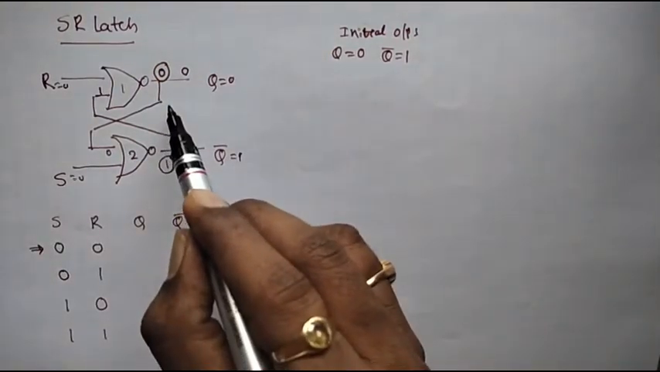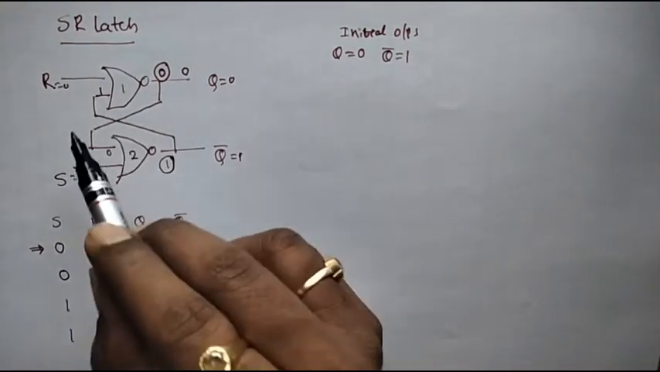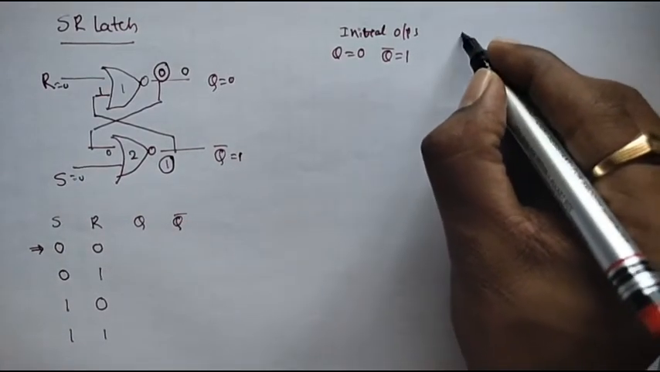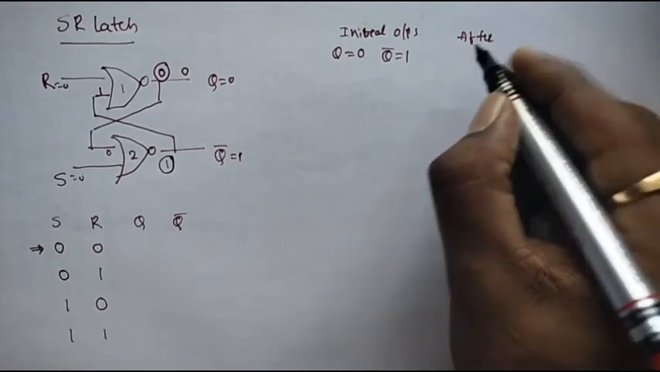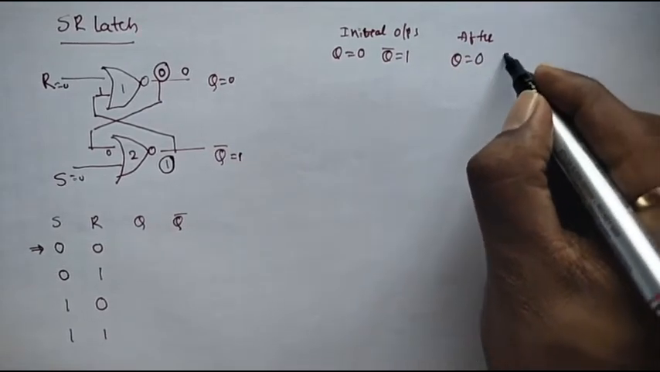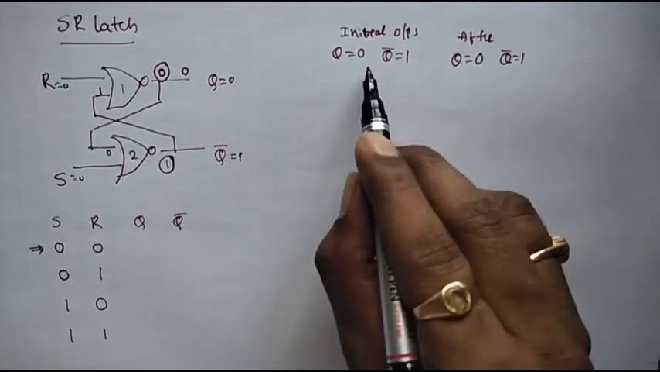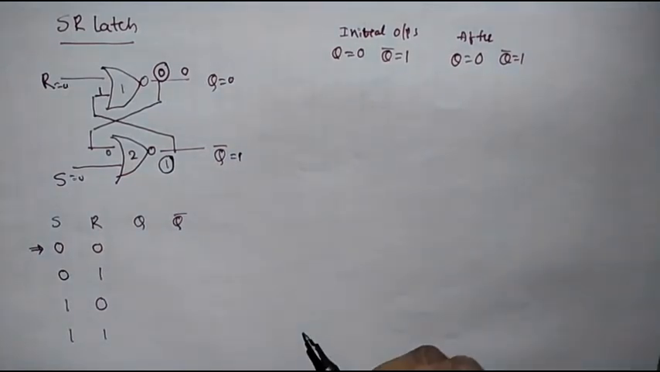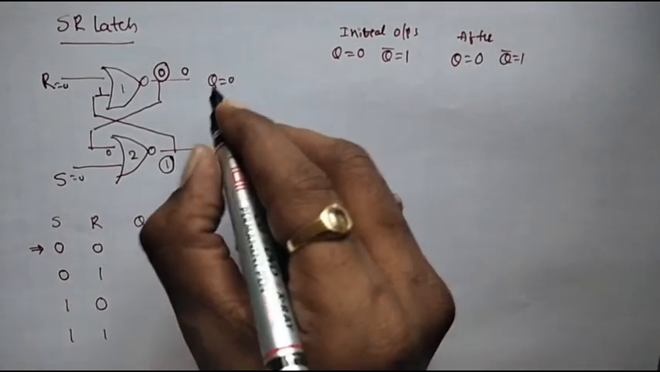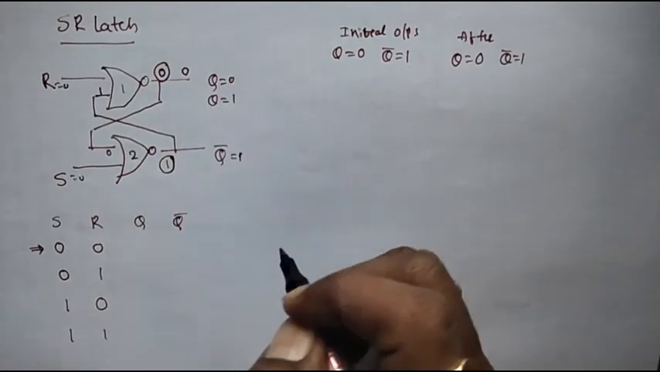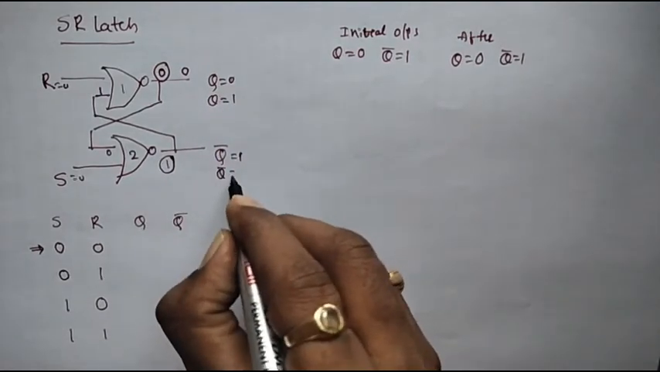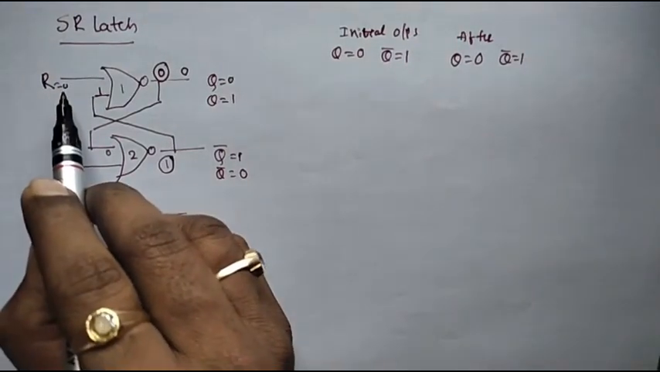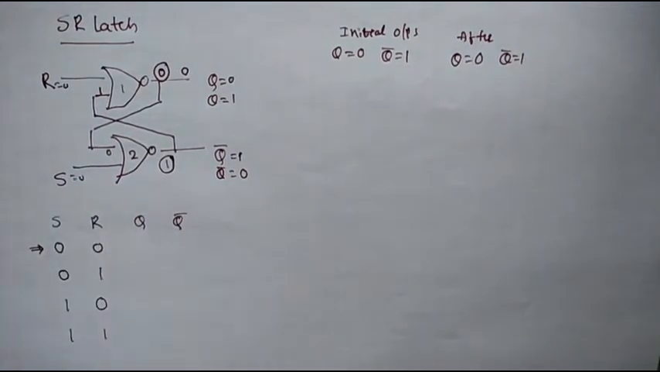We can observe here, after applying the inputs also, we get output as Q is equal to 0 and Q bar is equal to 1. That is, no change in the outputs. Similarly, we'll assume Q is equal to 1 and Q bar is equal to 0, for the same input, say R equal to 0 and S equal to 0.